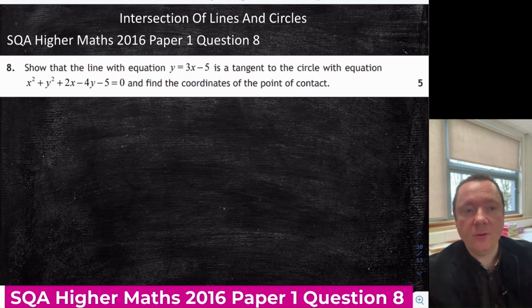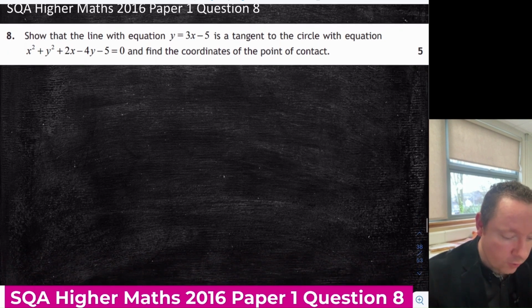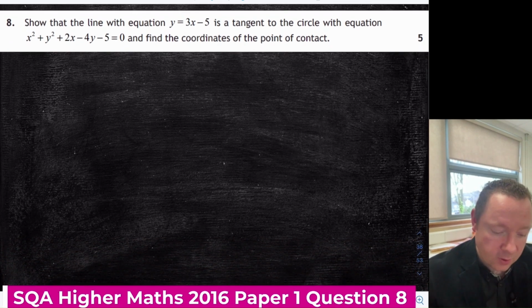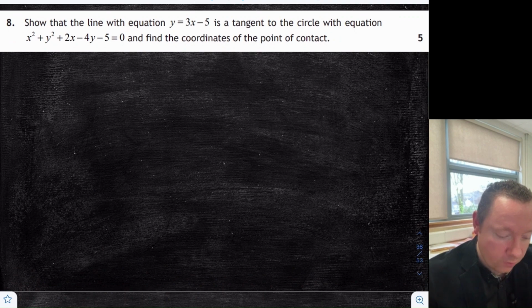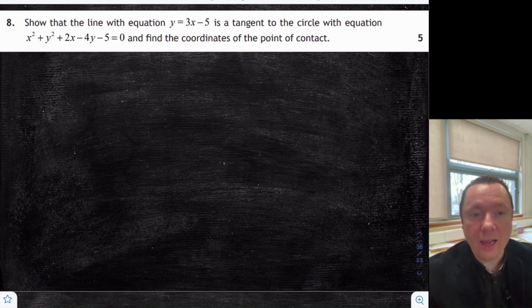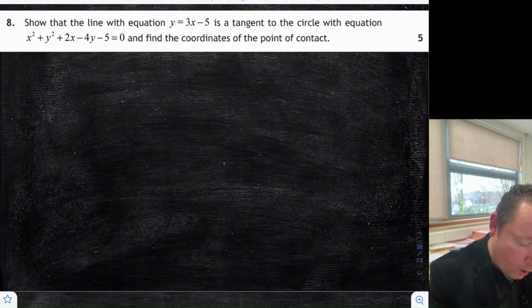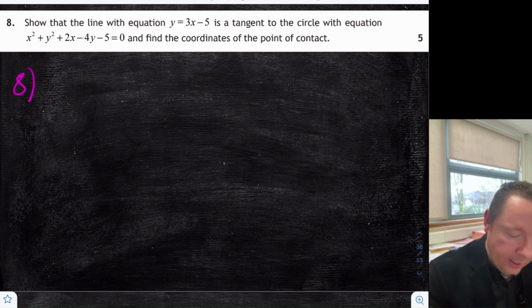SQA Higher Maths 2016 Paper 1 Question 8, the intersection of lines and circles this time. Show that the line with equation y = 3x - 5 is a tangent to the circle with this equation, and find the coordinates of the point of contact. So if it is a tangent, it means this y is equal to the y in here. So I can substitute this into this equation.